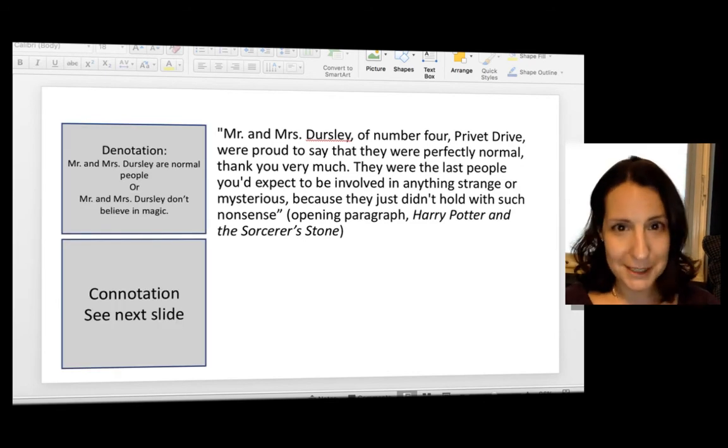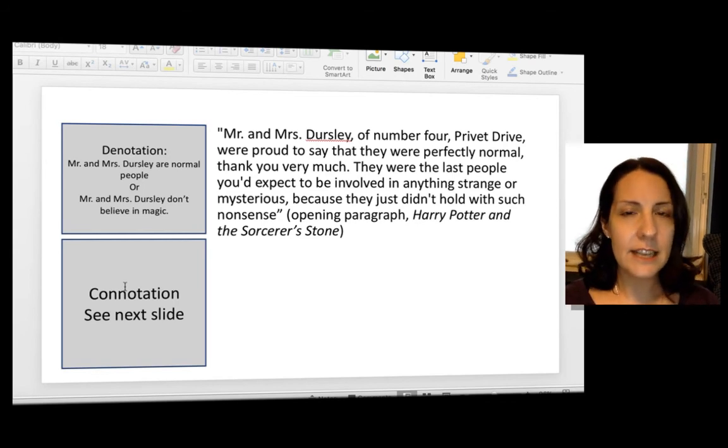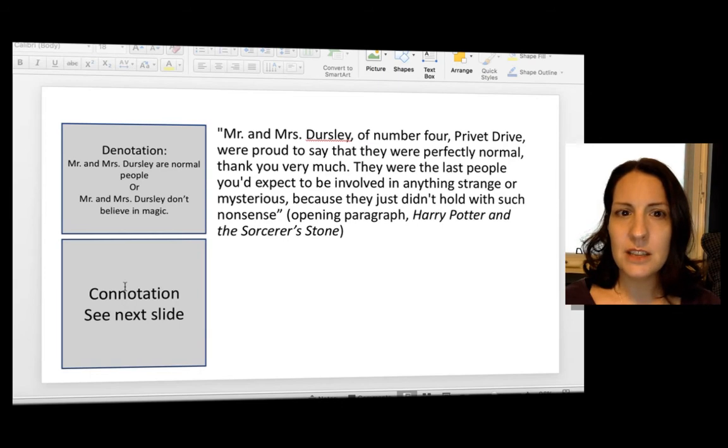Okay, great passage. So, first of all, let's try and tackle the level of denotation. The denotative level, again, is that kind of surface level of the text where we're just trying to grasp what it's saying. So, a good sort of denotative summary of the text would be that it's saying that Mr. and Mrs. Dursley are normal people, or that Mr. and Mrs. Dursley don't believe in magic.